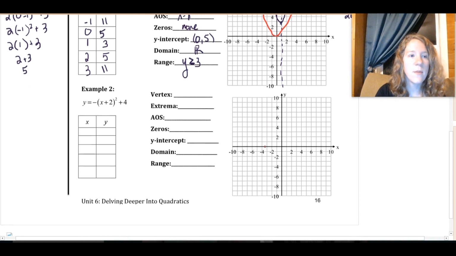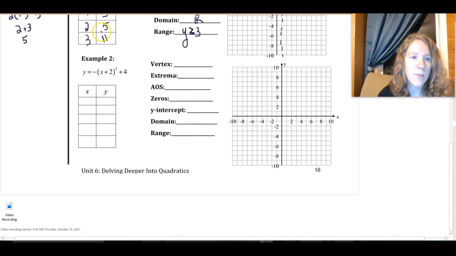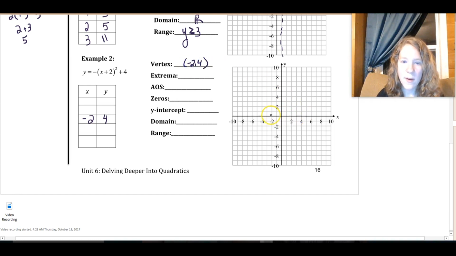All right, so let me real quick get to a second example for you. I won't go into as much detail here, but it's going to work the same basic way. My vertex is going to be -2, 4, because I take the opposite of what's inside. I'm going to take the opposite of what's inside parentheses, because if I set it equal to 0, I would subtract 2. So my vertex is -2, 4, and I can plot a point at -2, +4.